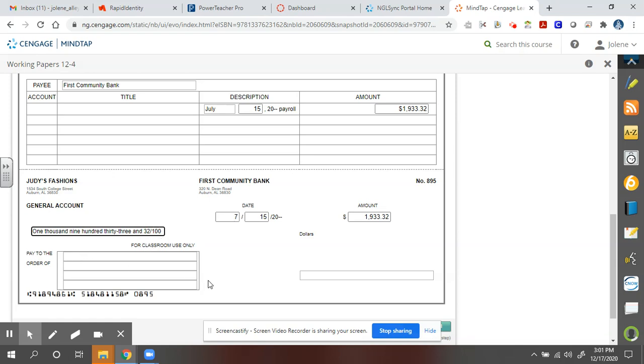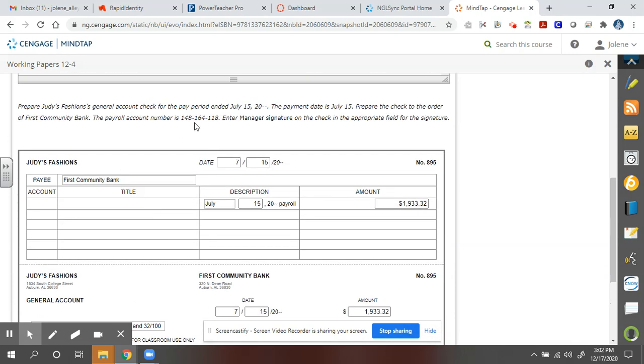This is following the example on page 364. So we're writing this check to First Community Bank. That's who's going to get this check, and it's telling them to move it from the general account to the payroll account. So right here, we have to put payroll account, and we have to put this number in.